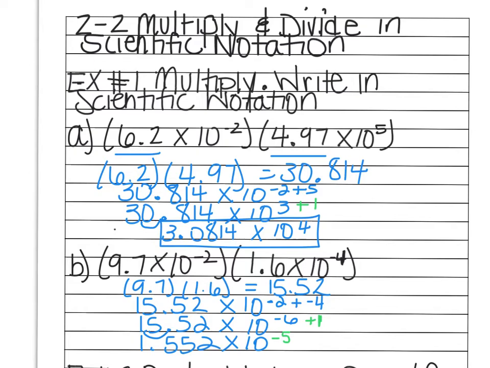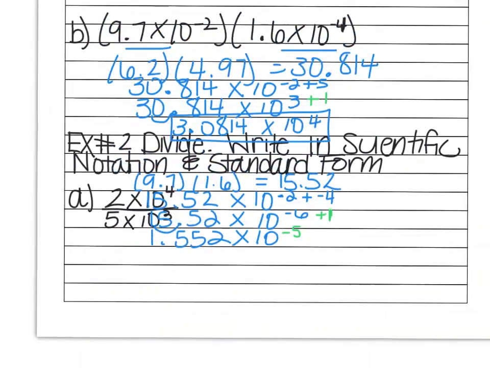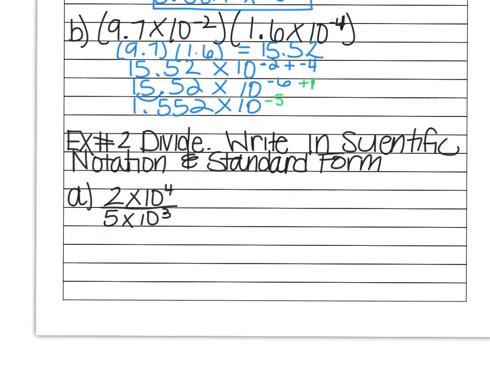Let's look at example number 2. I'm going to move this up, and then I will move this out of the way. Sometimes it doesn't connect for some reason. Example number 2, it says, divide, write in scientific notation and standard form. So we have to do both. So the first thing you want to do, it's in scientific notation. So we're going to go ahead and divide it.